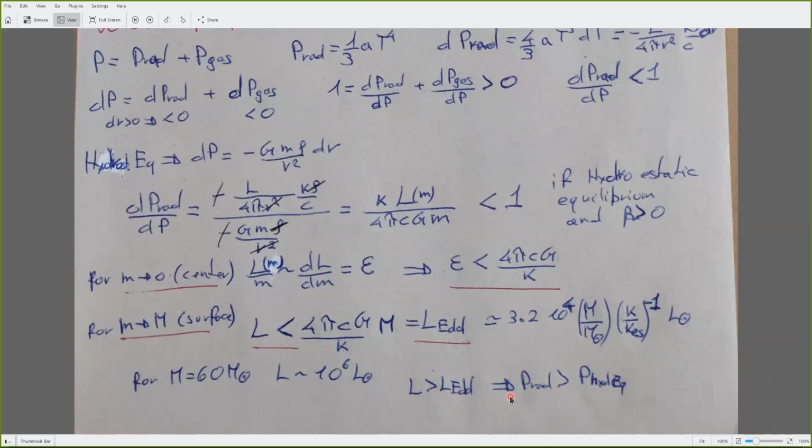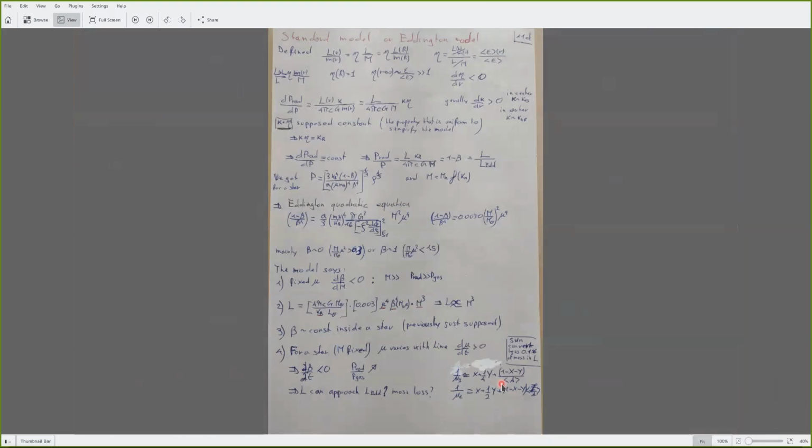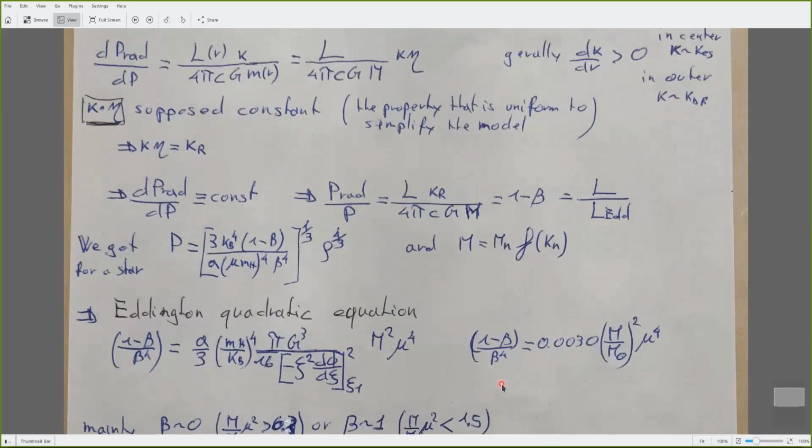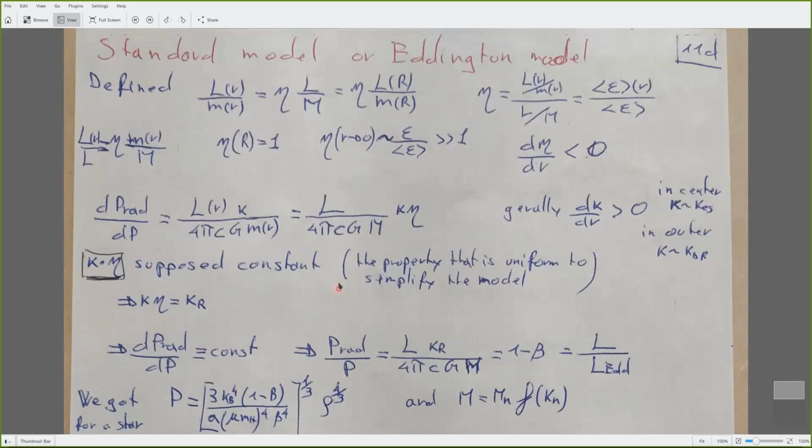And we saw that for massive stars the luminosity can start to be a problem. So a massive star can have some envelope losing due to the high luminosity. The next topic is again connected to Eddington. That is what is called the standard model, or Eddington model. That is a model designed by Eddington that tried to simplify.